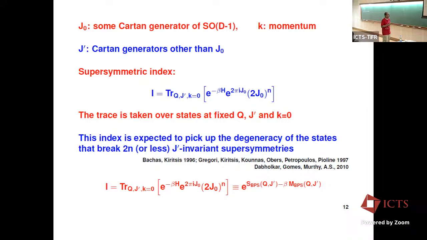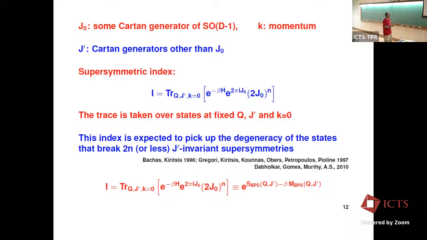Now, why is this important? One can generally argue that the index is expected to pick up the degeneracy of the states that break 2n or fewer J'-invariant supersymmetries. Just to give an example, imagine that you have N=2 supergravity in 4 dimensions. N=2 supergravity has 8 supercharges. Suppose you want to count the half BPS states. The half BPS states preserve 4 supersymmetries, so they break 4 supersymmetries. So the number 2n here should be chosen as 4. Correspondingly, you want to calculate this index for n equal to 2.